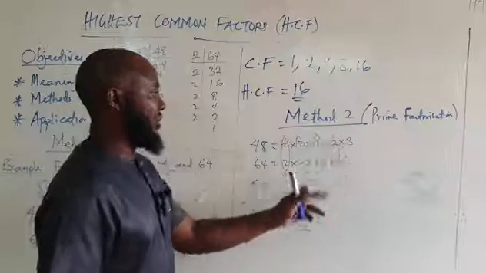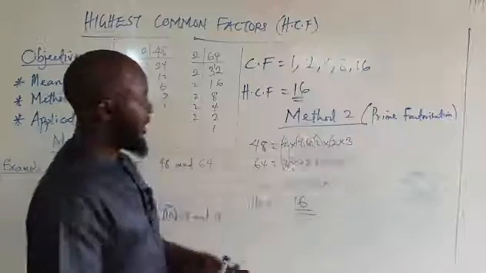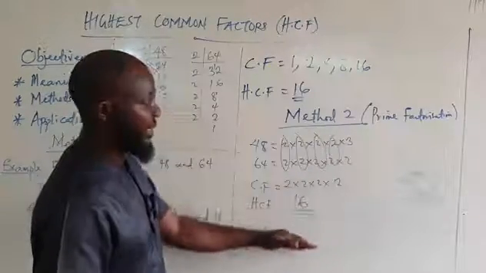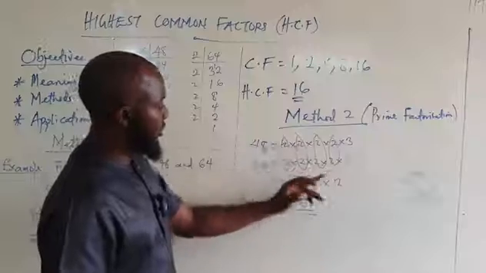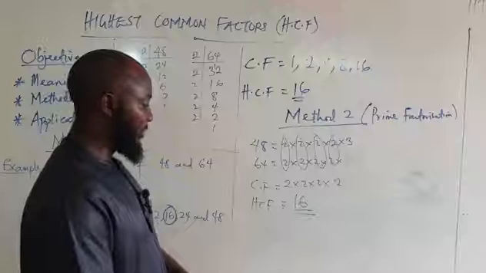This is the prime factorization method. Expressing each of the numbers as a product of their prime factors. Then look at what is common. The common factors there. So what is common to this one and this one? Then write them out, find their product. You get your HCF of that number.